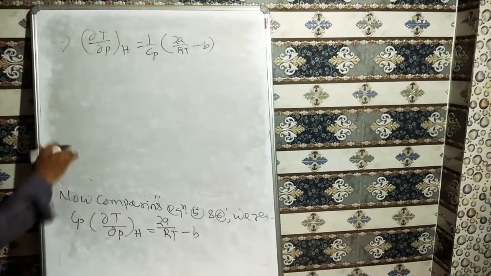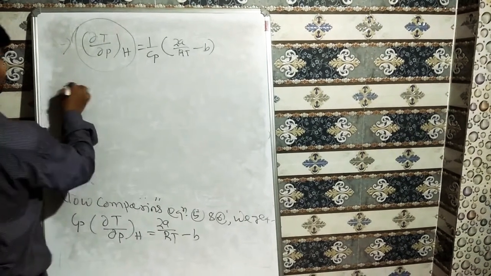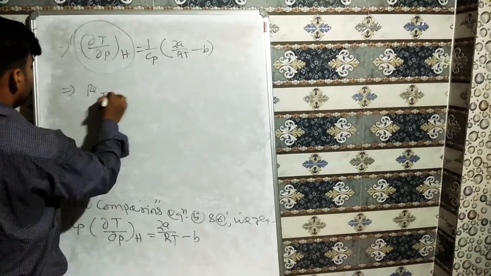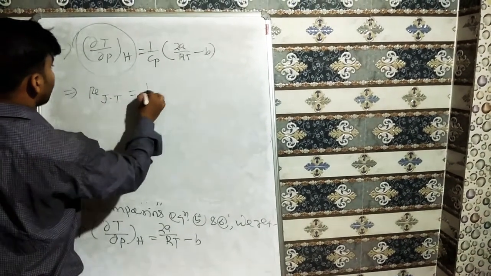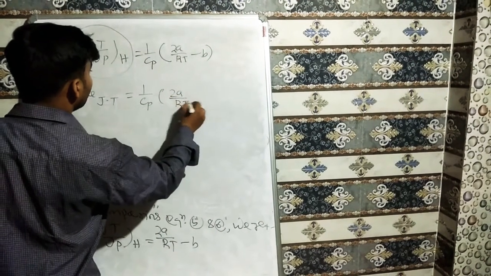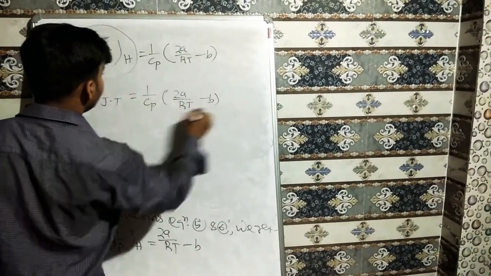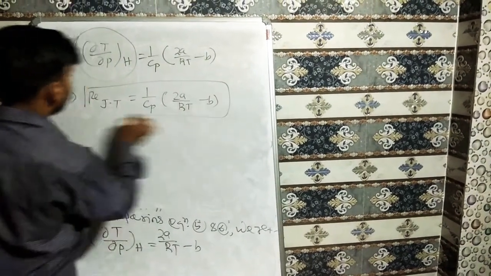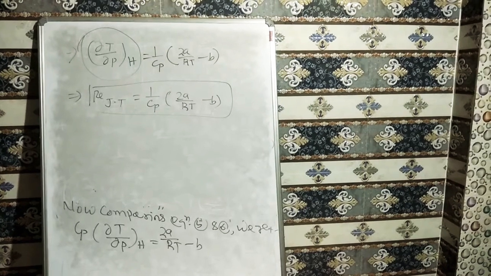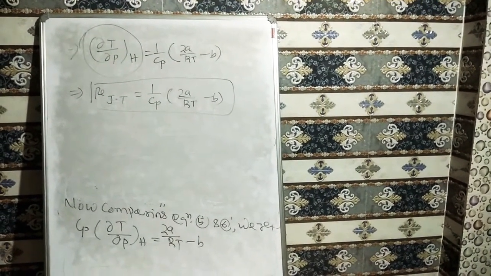Okay, and now see, this term is the Joule-Thomson coefficient, that is (∂T/∂P) at constant H. So μ_JT, the Joule-Thomson coefficient for a real gas, is equal to 1 by Cp whole into (2a/RT − b). Okay, this is the value of the Joule-Thomson coefficient for a real gas.